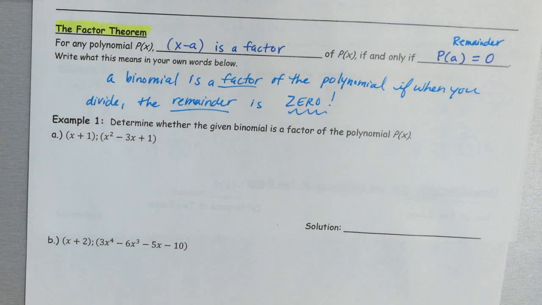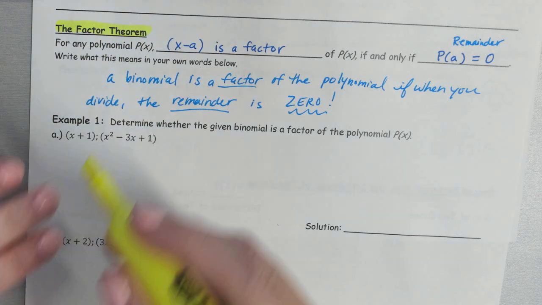Which really, that's how factors work, right? 3 is a factor of 6 because it goes into it evenly, twice, with no remainder. Is 3 a factor of 7? No, because it doesn't go in there evenly. Is 3 a factor of 9? Yes, it goes in there evenly. So it's the same thing, except now we have polynomials.